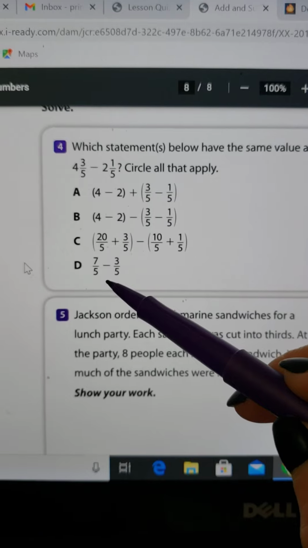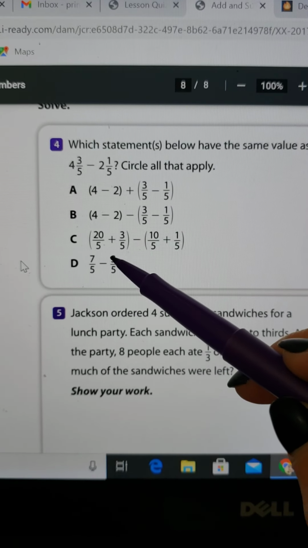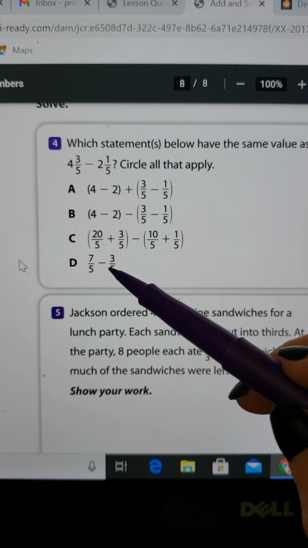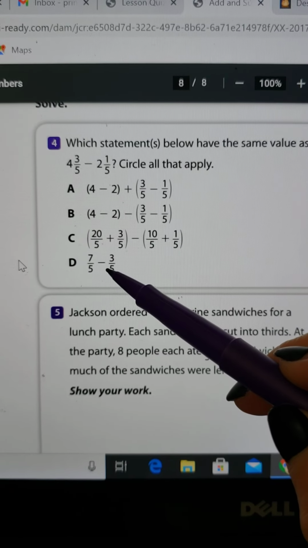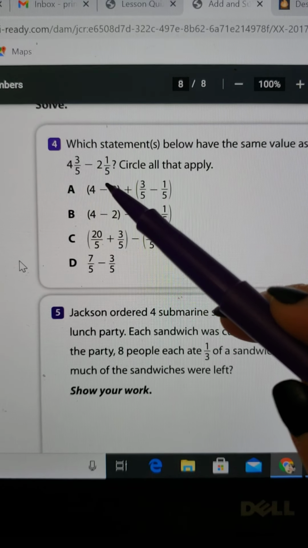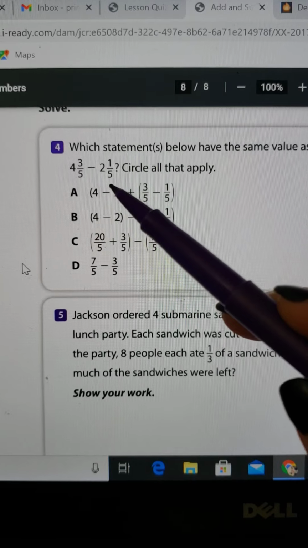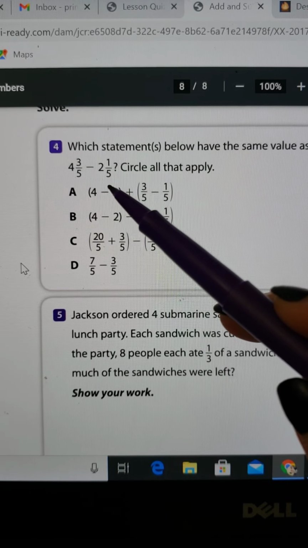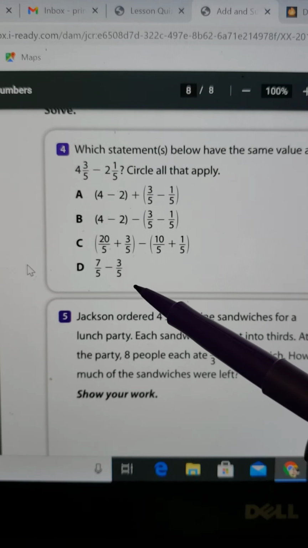Now, letter D, 7/5 minus 3/5. Does that make any sense? I don't see 7/5 anywhere on here. I'm not sure where we would even get that. Letter D is not correct.